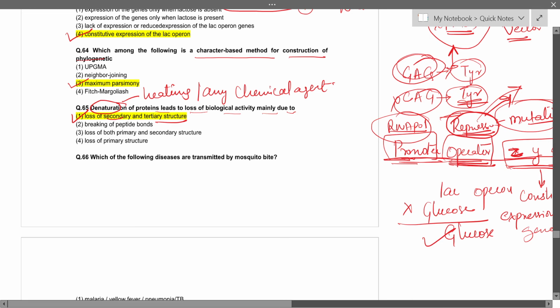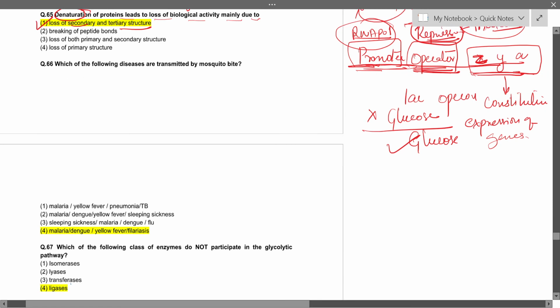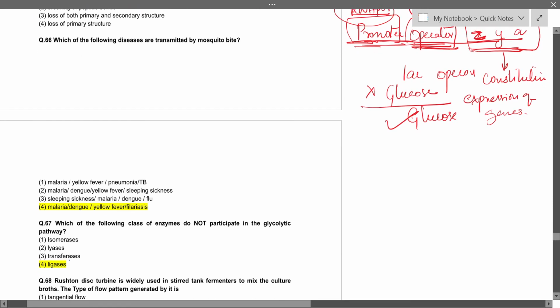Next, which of the following diseases is transmitted by a mosquito bite? So this is again a conceptual question. Malaria, dengue, yellow fever and filariasis. Filariasis is also called Wuchereria disease. These all are caused by a mosquito bite.